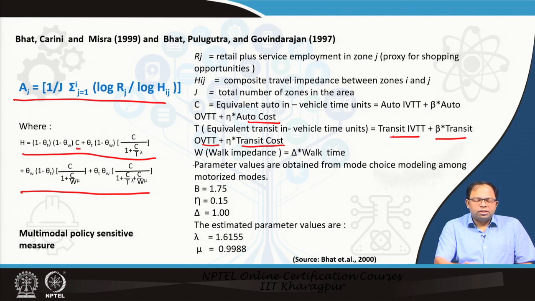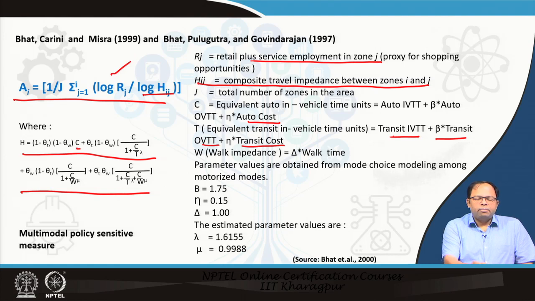in so many ways, then we get this Hij value, which is a composite travel impedance between zone I and zone J, and we can use that as the denominator over here. RJ is the retail plus service employment in zone J, a proxy for shopping opportunities, because they were all measuring shopping accessibility. So this is related to shopping. This is opportunity divided by impedance, which is an overall impedance measure calculated using so many variables.